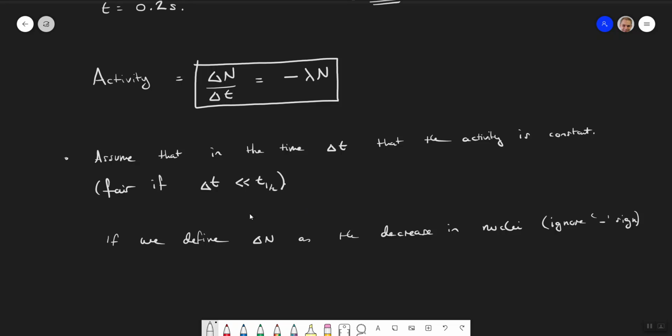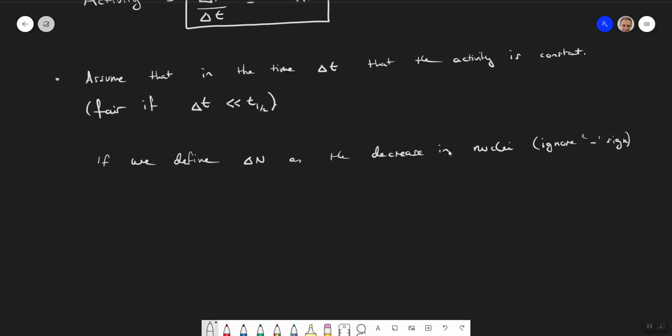So instead of saying delta means just change, we're going to say it's explicitly a decrease. So we're going to build that minus sign into the delta N. That means our decrease is going to equal lambda N delta t. We're essentially treating this delta N over delta t as a fraction. So that becomes our decrease.